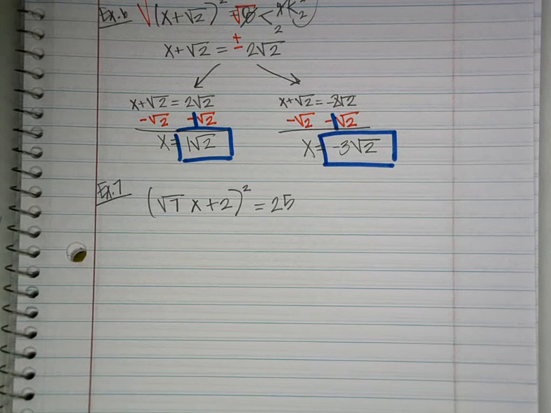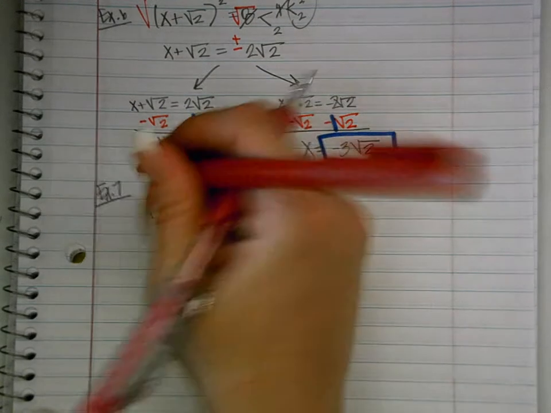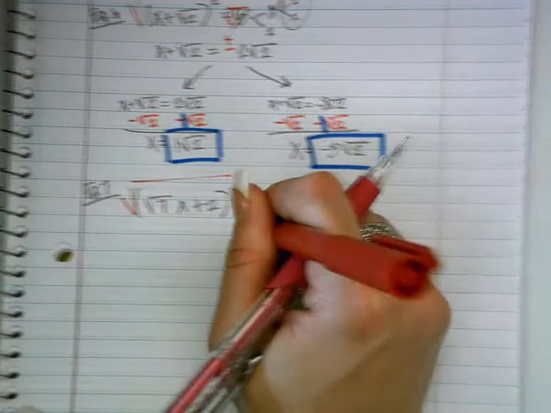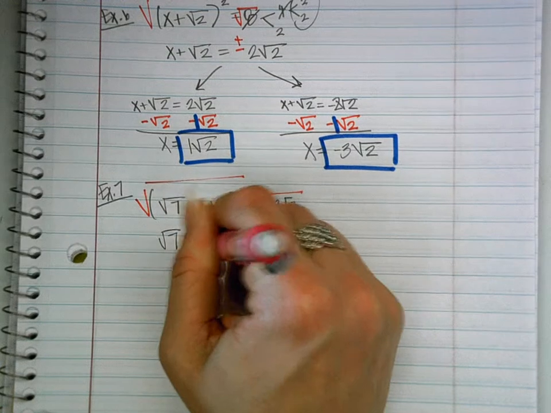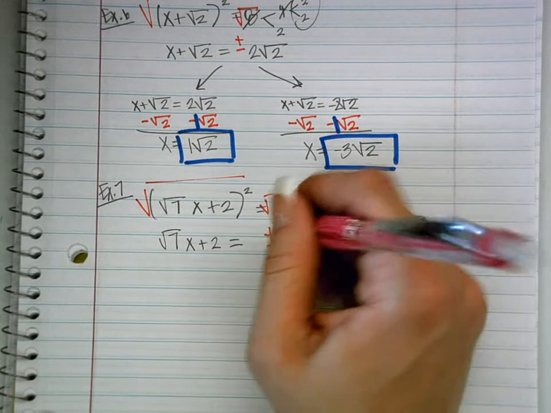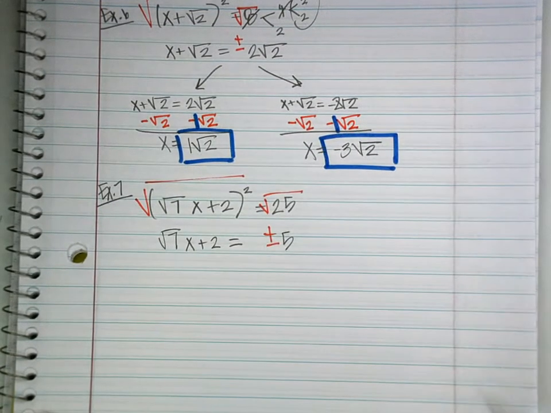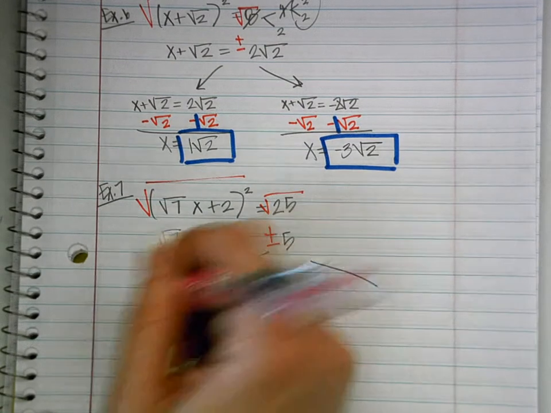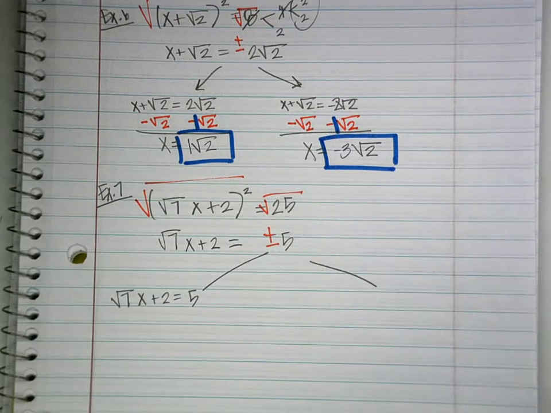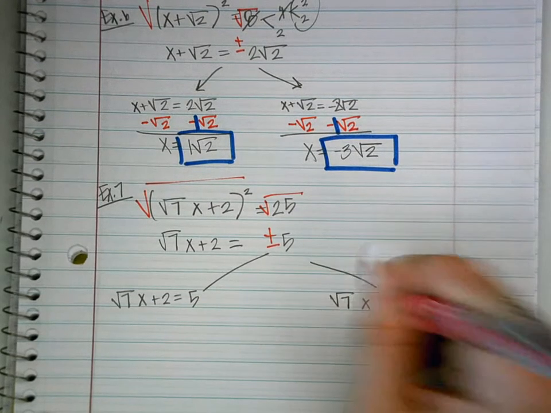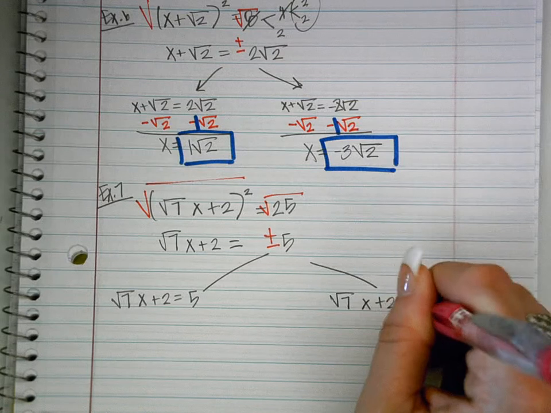Where would we start? Any ideas? Where would we start this one? How do you undo a square? Root both sides. Okay, put in your plus or minus. That leaves you √7 times x plus 2 equals, plus or minus the square root of 25 is 5. Then split this into 2 problems. So √7 times x plus 2 equals positive 5. And √7 times x plus 2 equals negative 5.